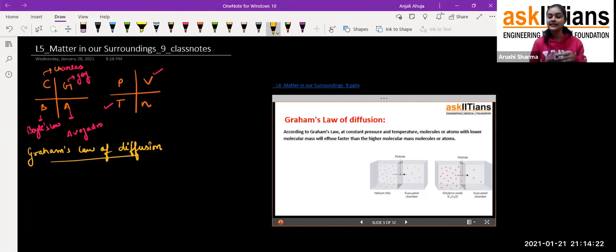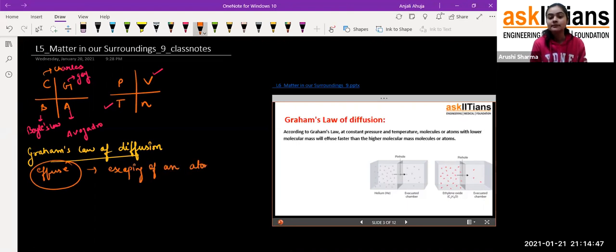Now what does this law say, student? According to Graham's law, at constant pressure and temperature, the molecules or atoms with lower molecular mass will effuse faster than the molecules or atoms with high molecular mass. Effuse means, students, if I tell you what effuse is, it is the escaping of an atom or a molecule through a hole. Hole, not hall, hole.